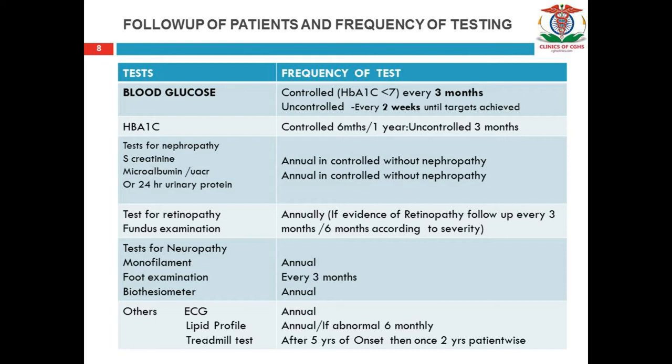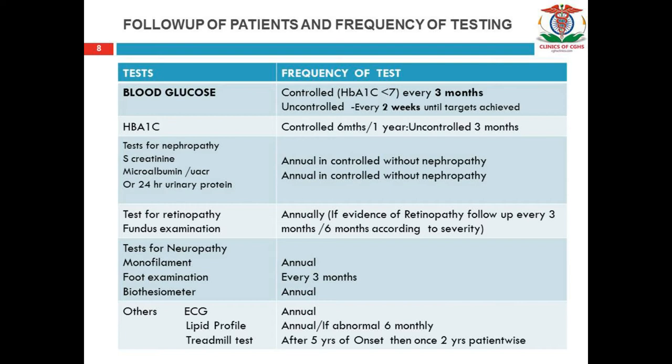Then a patient developing complications: we have to screen if he has nephropathy. So his creatinine, microalbumin or USCR, and 24-hour urinary protein if the USCR and microalbumin are deranged, have to be done annually in normal, non-complicated patients. In nephropathic patients, we'll further see how they have to be done.